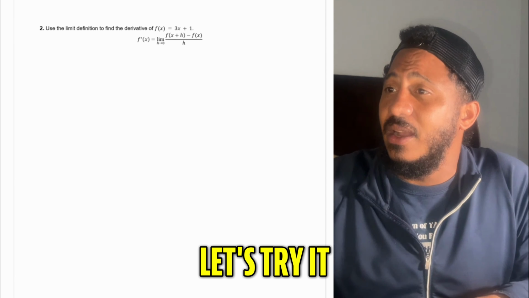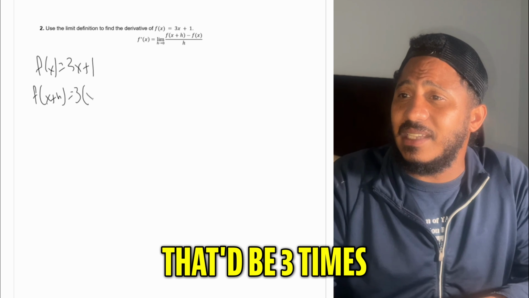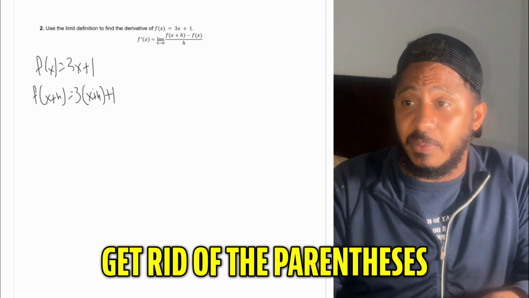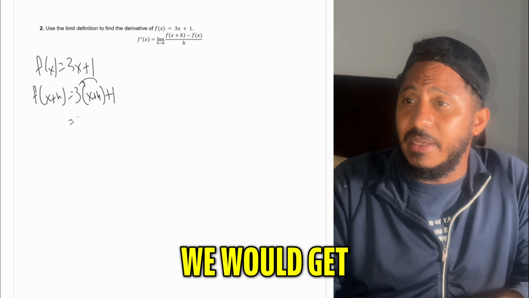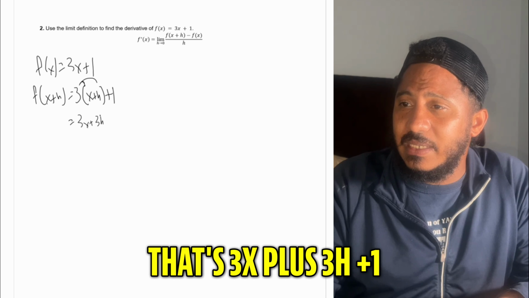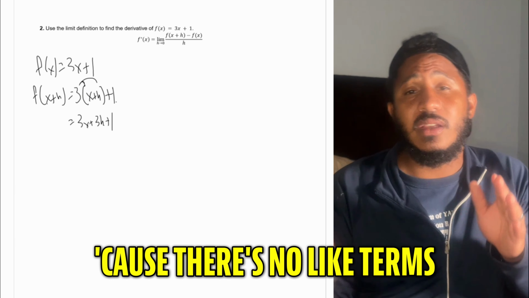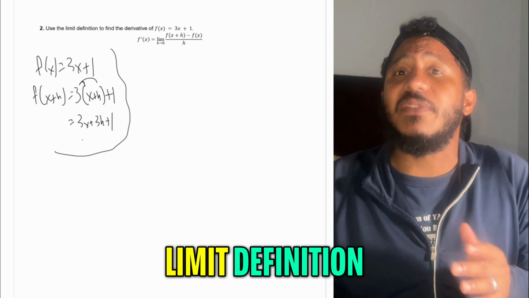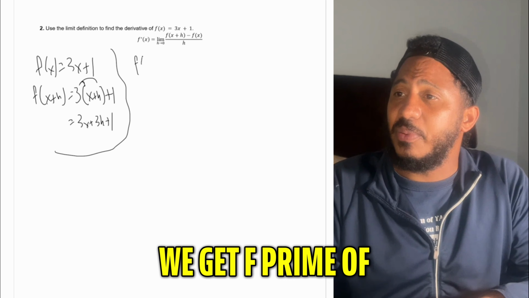Let's find f of x plus h. So f of x is 3x plus 1. So f of x plus h would be, plug in x plus h. In other words, that'd be 3 times x plus h, plus 1. Simplifying a bit, get rid of the parentheses, distributing this 3, we get 3x plus 3h plus 1. That's as best we can do because there's no like terms.